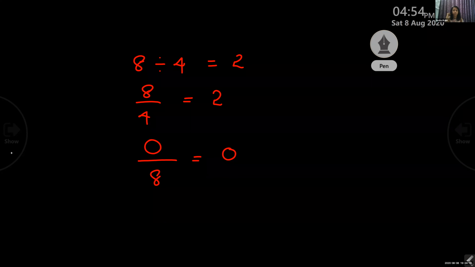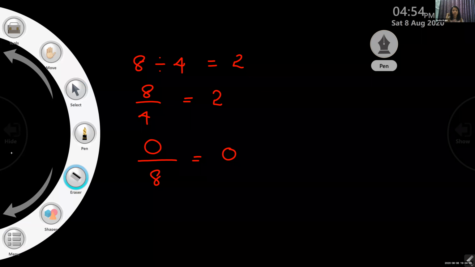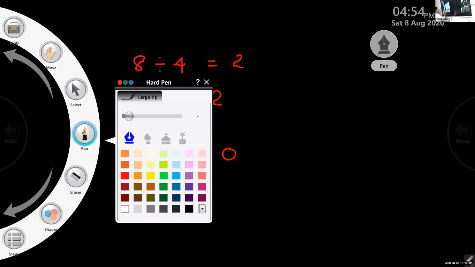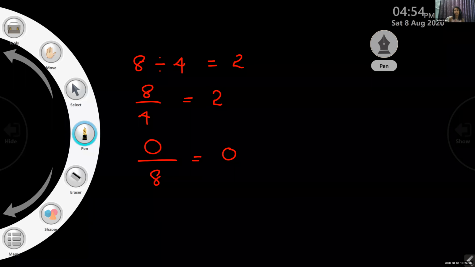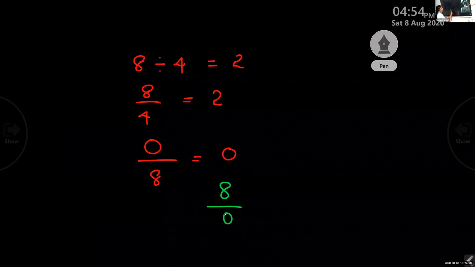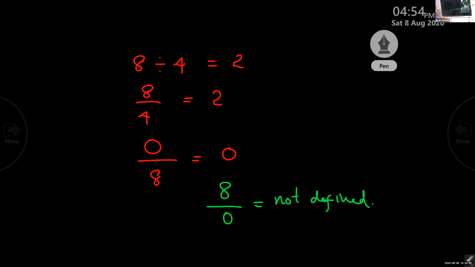But this one is very important: 8 divided by 0, or any number divided by 0, is not defined. 8 divided by 0 is not defined. This is very important. You have to take note of this.